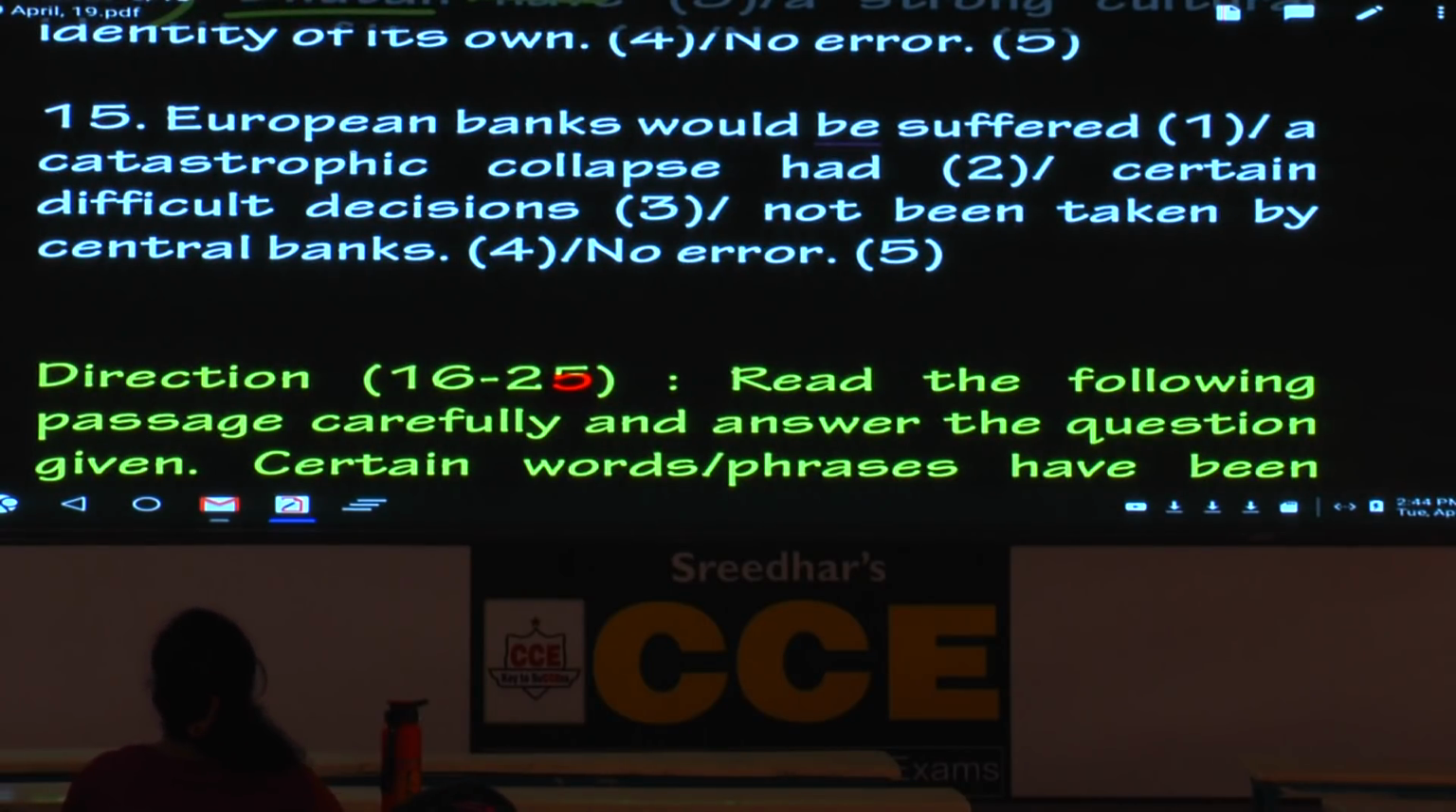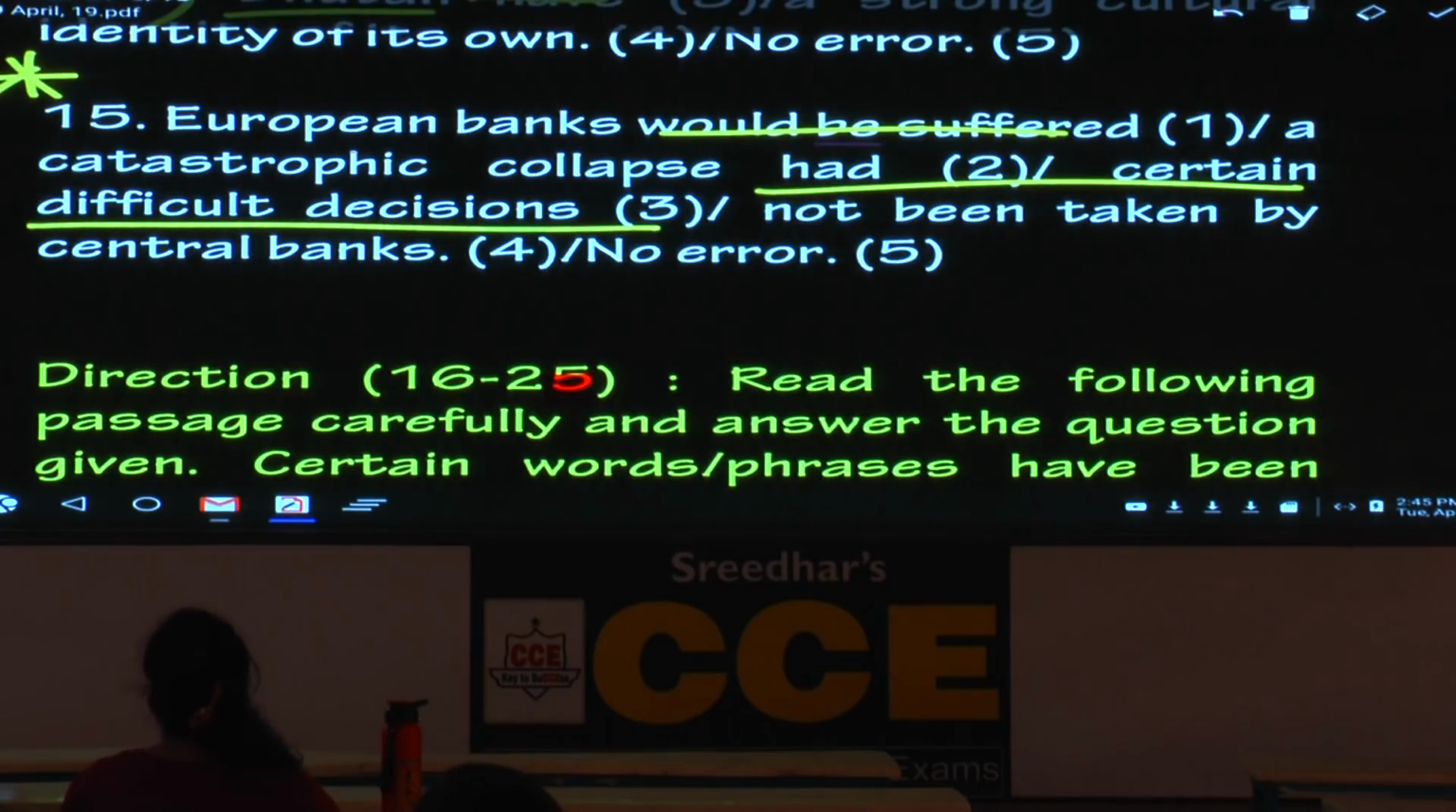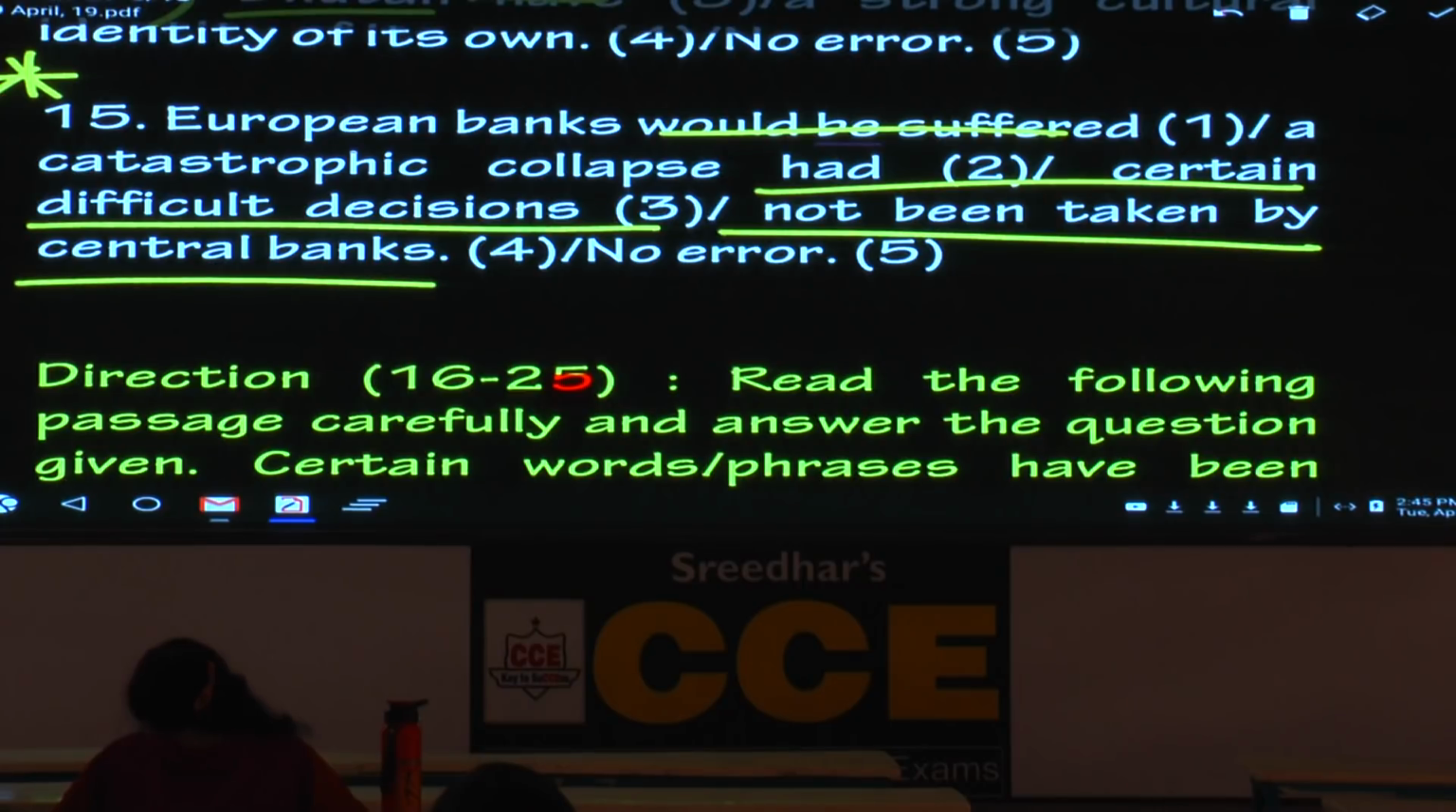Question number 15. European banks would be suffered. Would be suffered or would suffer? So this expression is not correct. That is for sure. Would suffer a catastrophic collapse had certain difficult decisions not been taken by central banks. But there is one more error. Please underline the expression, put a star mark first, and be attentive for 2 or 3 minutes. Please underline: had certain difficult decisions not been taken by central banks.